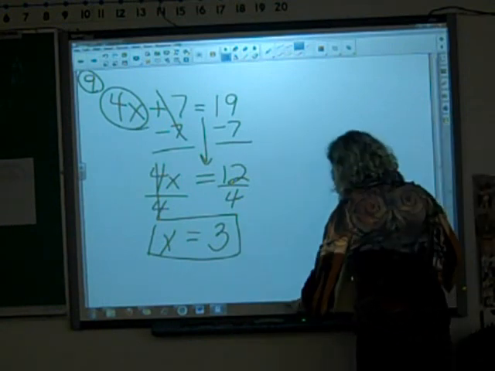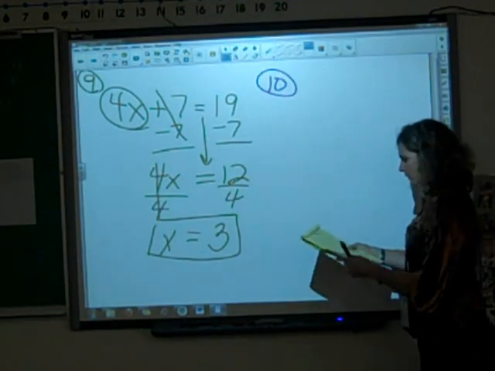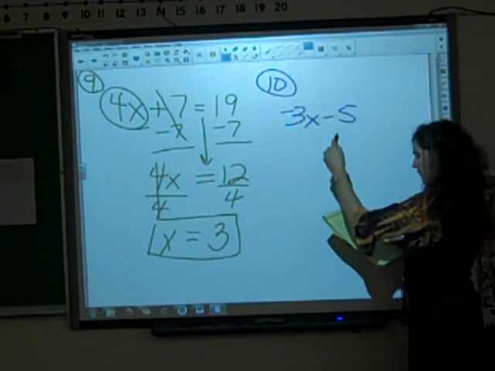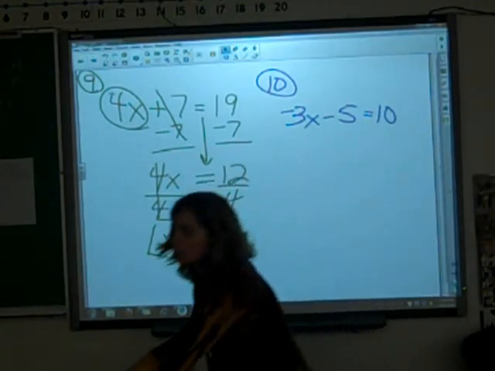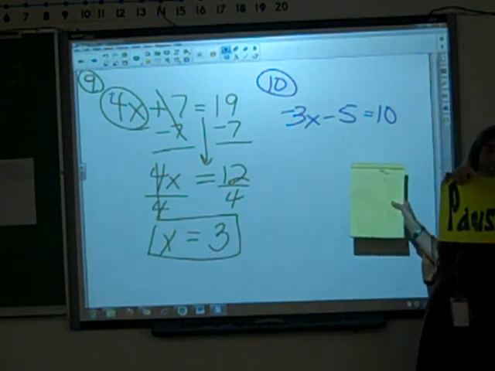You try this one, number 10. Negative 3x minus 5 equals 10. I'd like you to pause your device and try that problem. See what you can do with that problem.